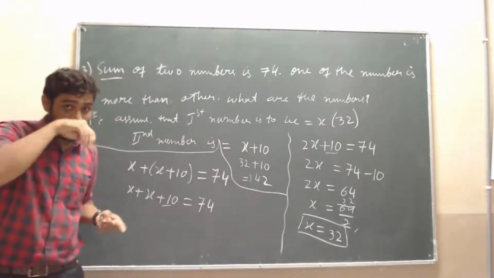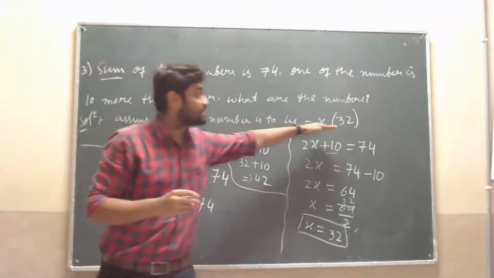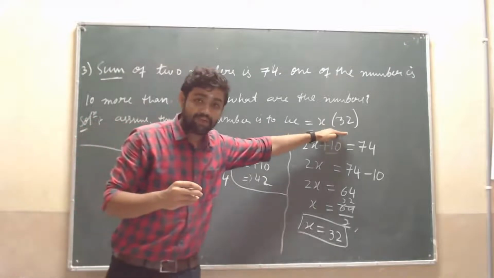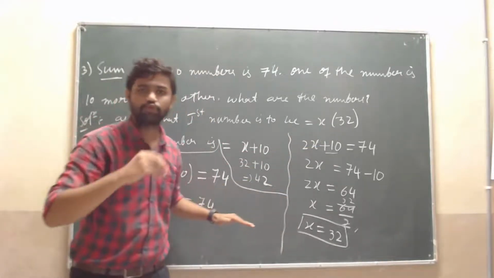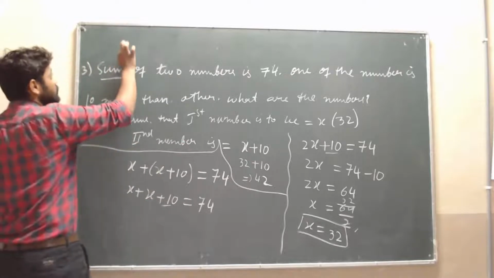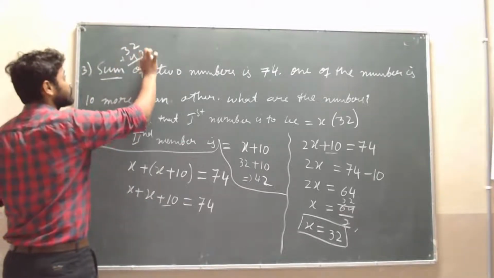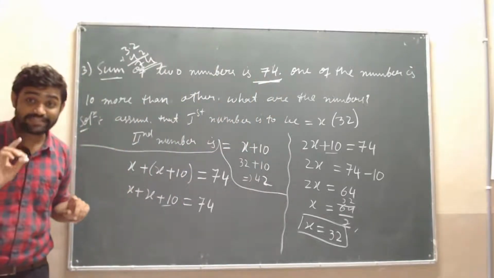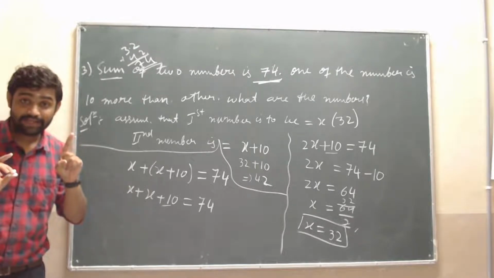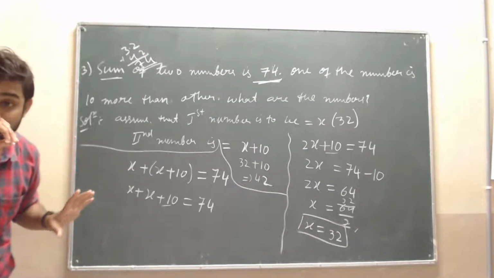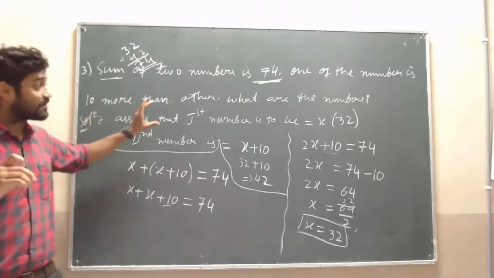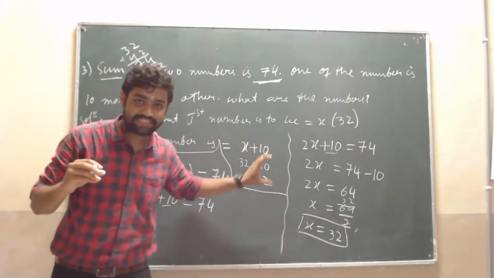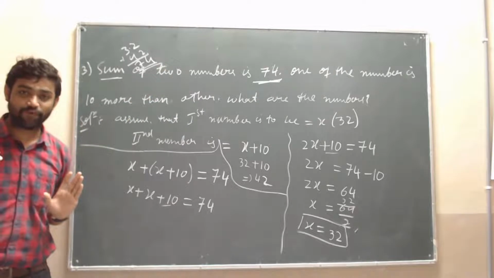That is 42. The two numbers are: the first number is 32 and the second number is 42. Add these two, 32 plus 42. We will get 74. 74 is the answer. Is it clear? Any doubts? The first number we have is 32, and the second number is 42. Adding both these numbers, we get the answer, 74.